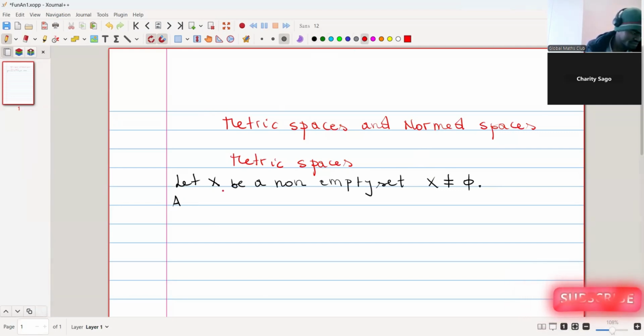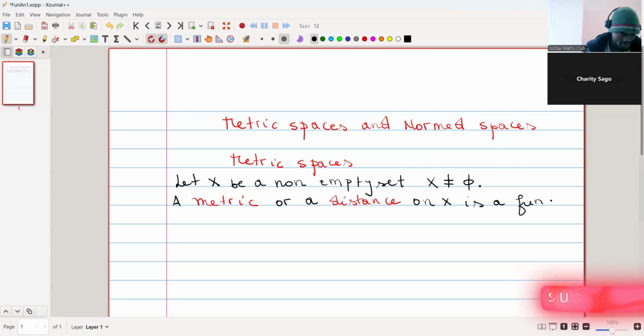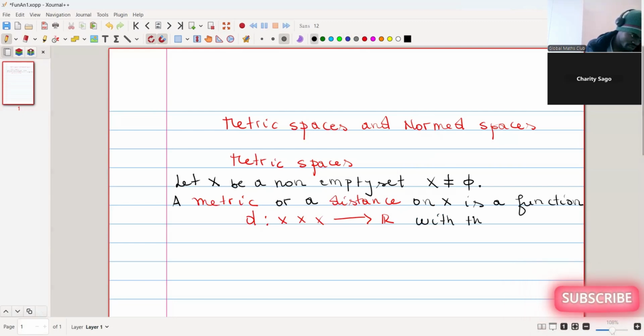So a metric or a distance on X is a function d from X times X to R with the following properties.